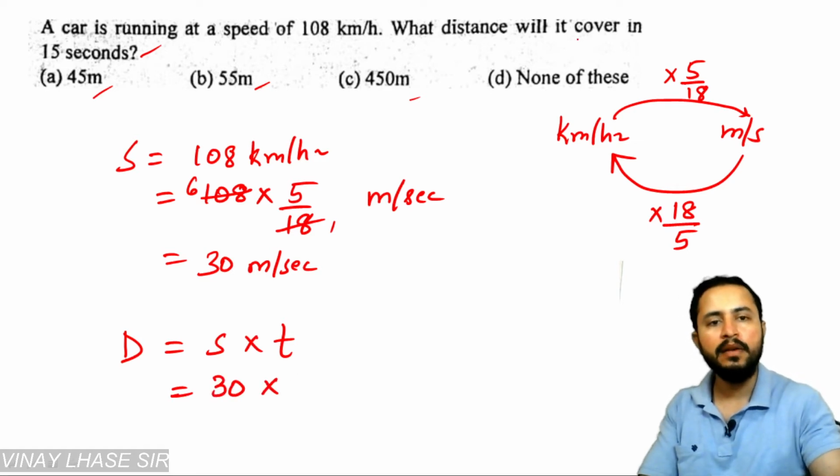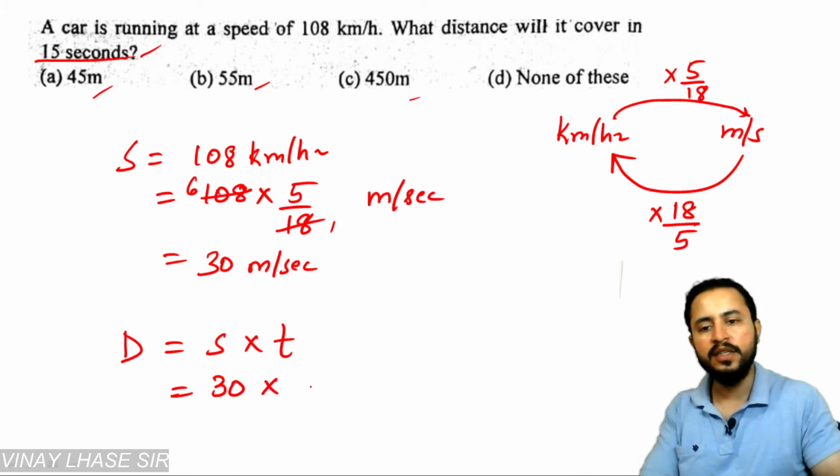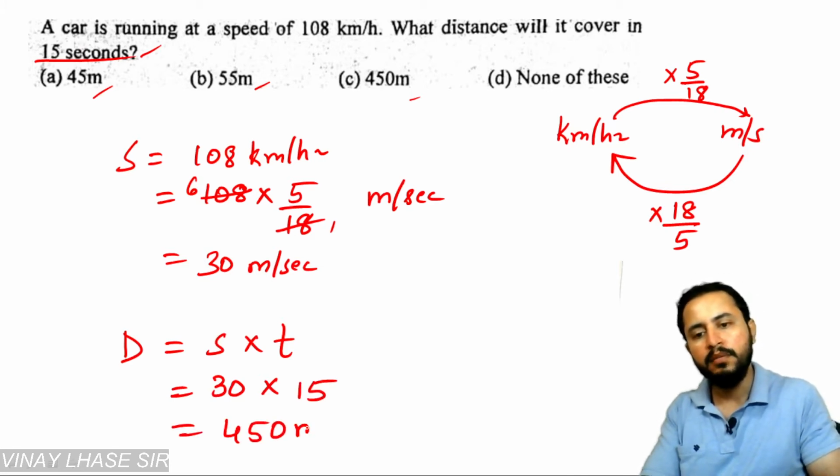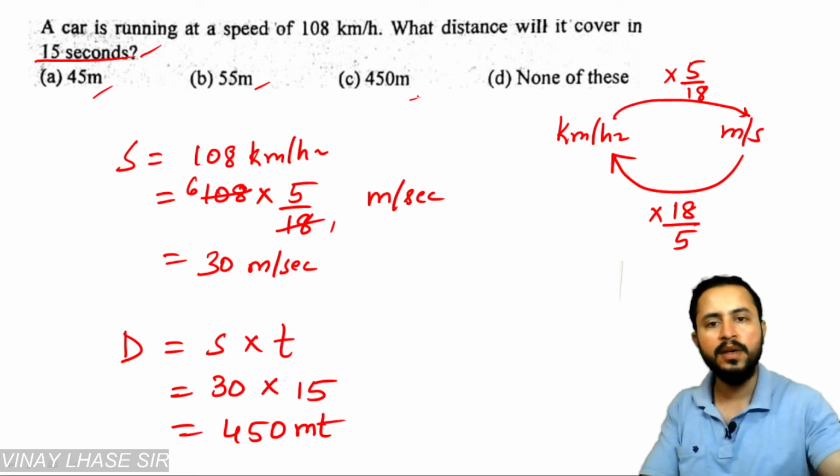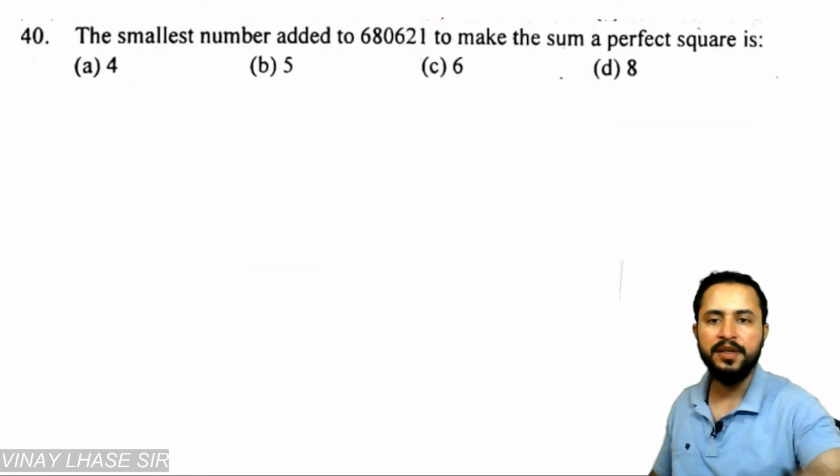And what is the time they have given? Time given is 15 seconds. So 30 into 15 is nothing but 450 meters. That's the answer, option number C. Option number C is your answer. Let's move to the next.